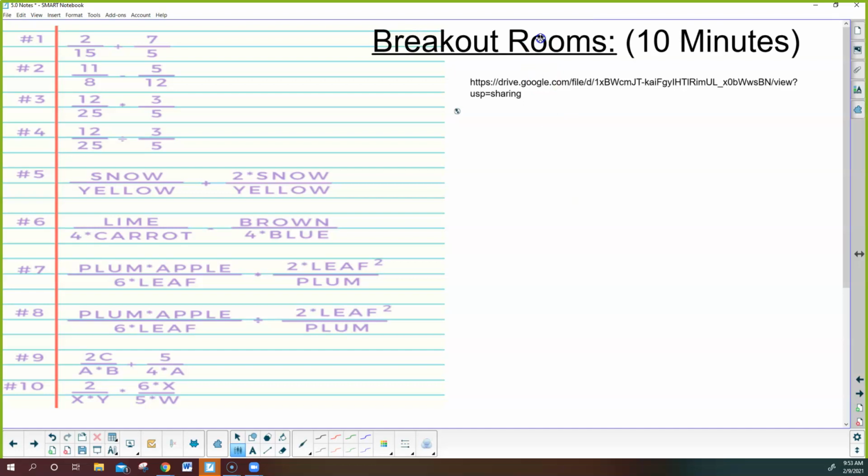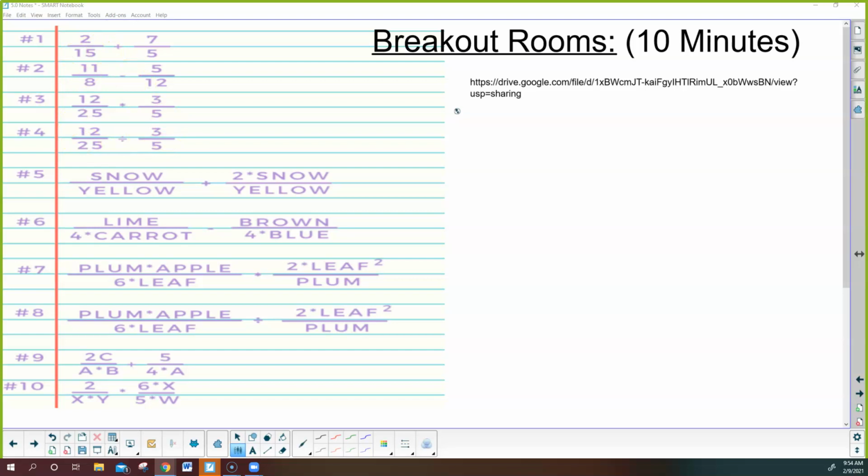We're going to go into a breakout room for about 10 minutes, and I'm going to send you this link here, but you're going to have a sheet that looks like this. All right, and on this sheet, you just have to answer problems 1 through 10. Now, the first couple are just numbers. Please do not use your calculator to get the answer.